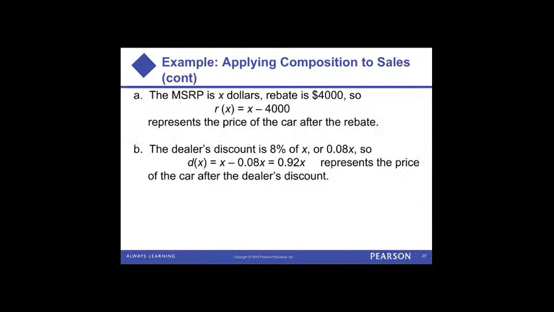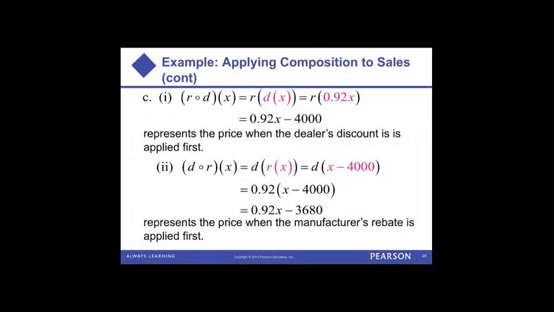So here's A and B. X minus 4,000, 92% of the price. Then for C, R composed D ends up being 0.92, R of 0.92x. So you see the result here. And then decompose R, which means this guy's inside of the D of x. So then 92%, see the parentheses here. We distribute to simplify, and we get something like this.